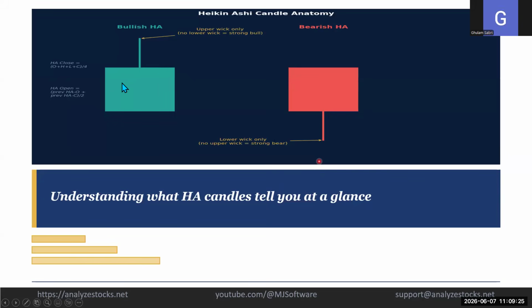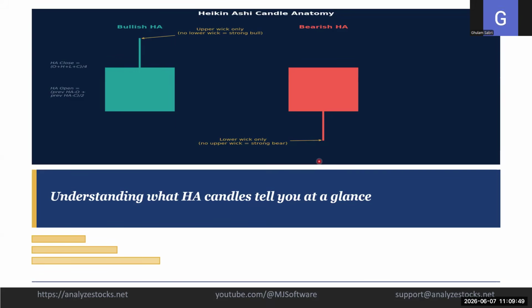The Heikin Ashi close of a candle is taken as an average of open, high, low, and close prices divided by 4. And each next Heikin Ashi bar opens at the midpoint of the previous bar to give us a smooth trend on the face of it.